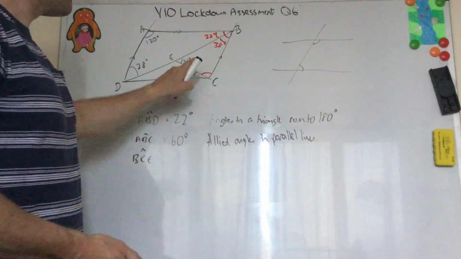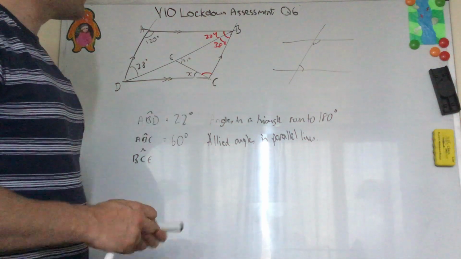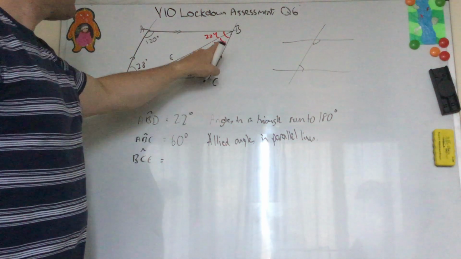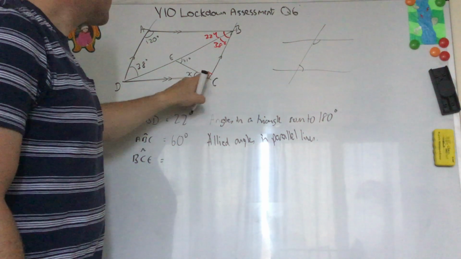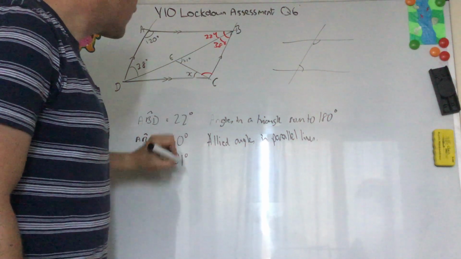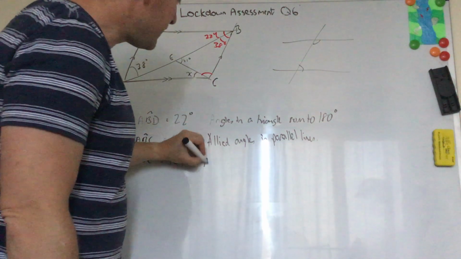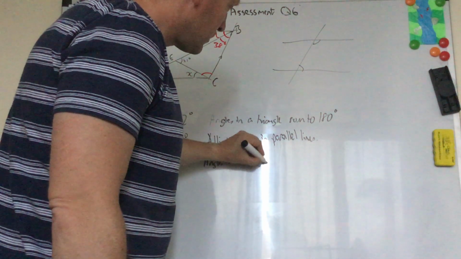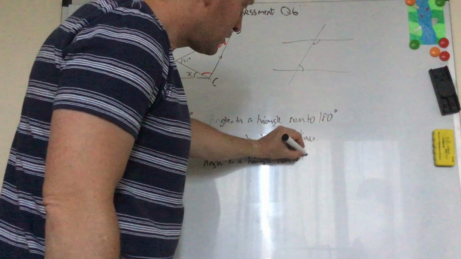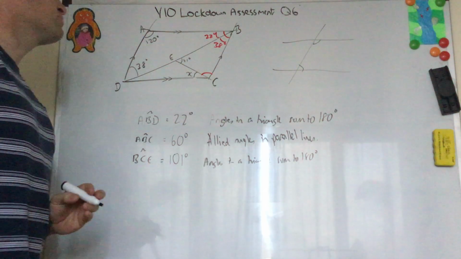And I know that that plus that is 180. So 38 add 41 is 79, so that must be 101 degrees. And my reason again, angles in a triangle sum to 180.